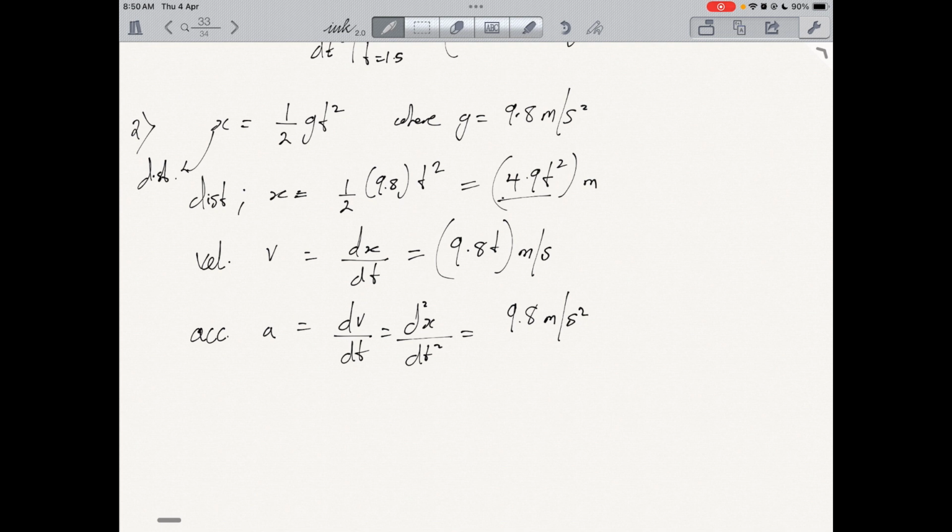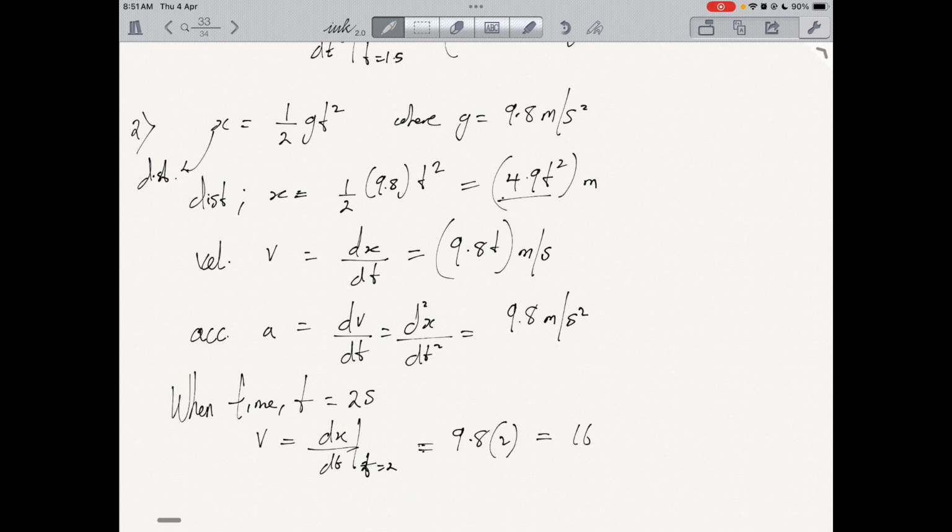Now the question says determine the velocity and acceleration of the supplies after it has fallen for 2 seconds. So when time t is equal to 2 seconds, the velocity will be dx/dt at t equals 2, that is 9.8 multiplied by 2, and that will give us 19.6 meters per second.